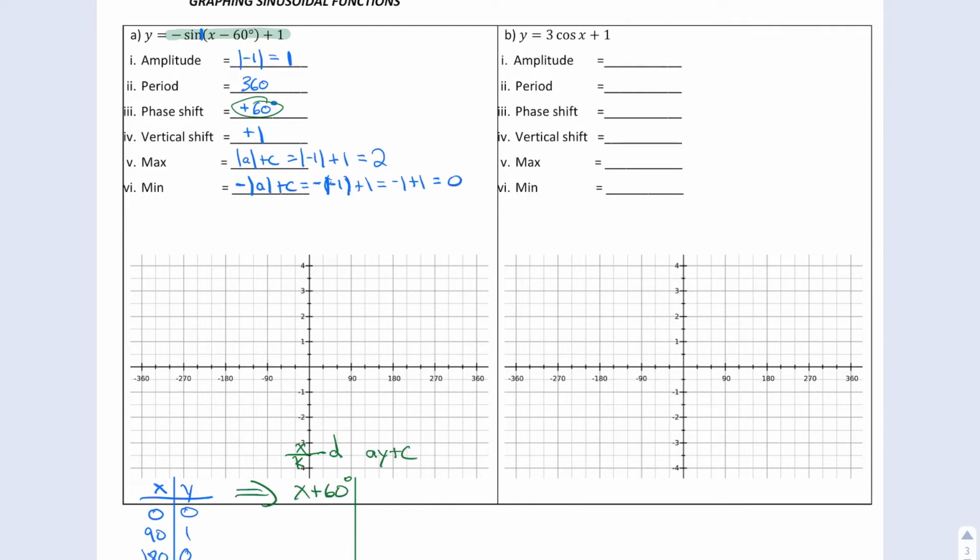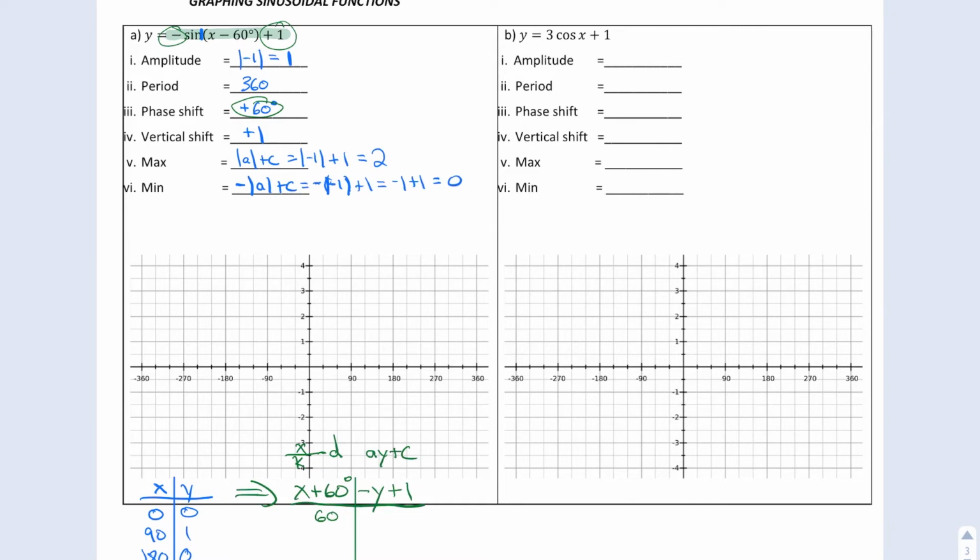And then my y values would be ay plus c. So my a in this case is -1. So I'm going to say negative y, or -1y, and then plus c is +1. So again, that comes from these here in my equation. So we're going to take those key points and apply these transformations. So let's do that to these.